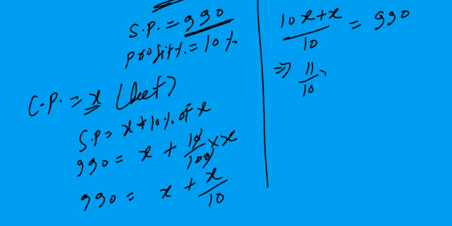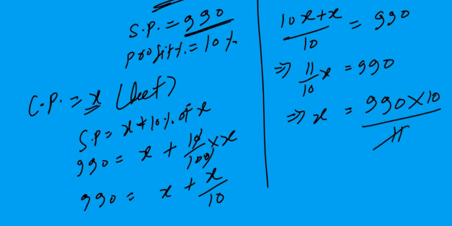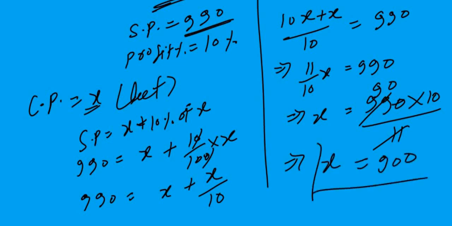11 upon 10x is equal to 990 rupees. Just you have to change the side. So x is equal to 990 into 10 upon 11. And you will cancel it by 11, 99 will be cancelled in 9 times, 0 will be 0. So 90 into 10. So x is equal to what you will get? 900 rupees. So what is the actual cost price of the watch?